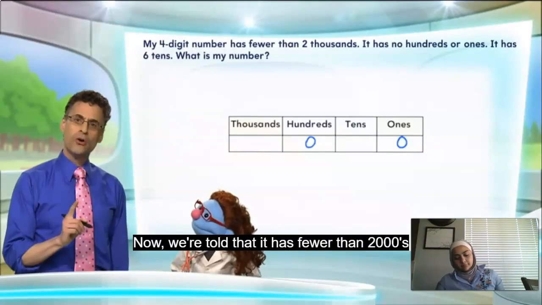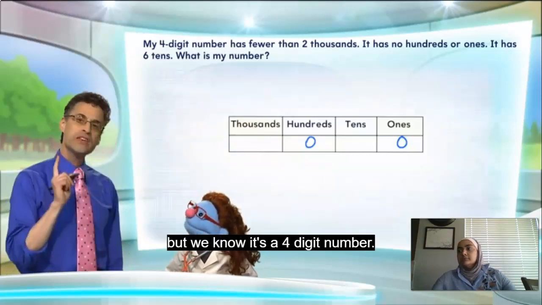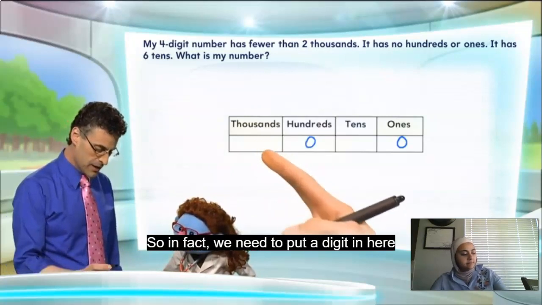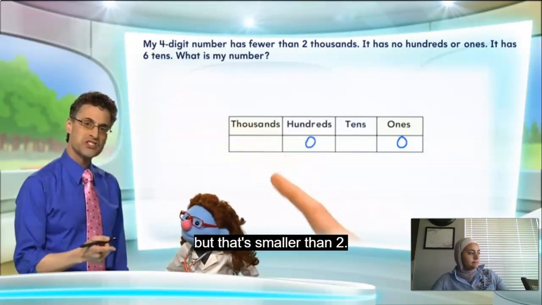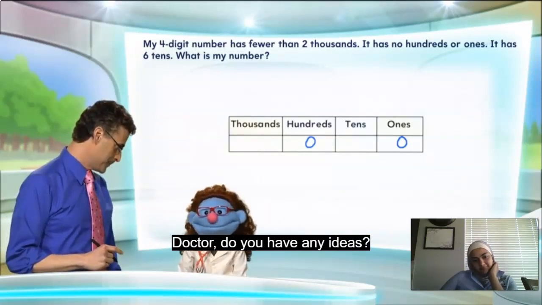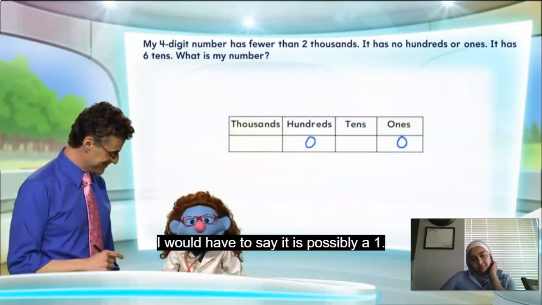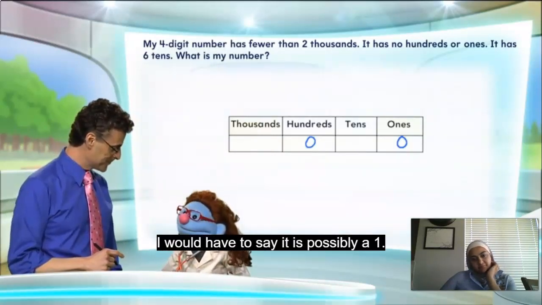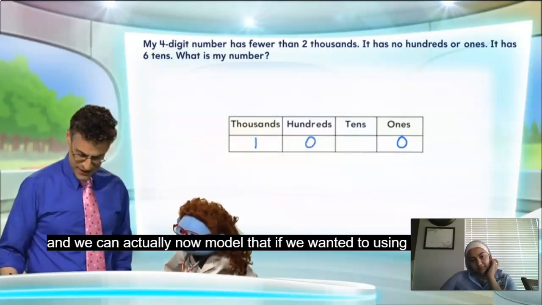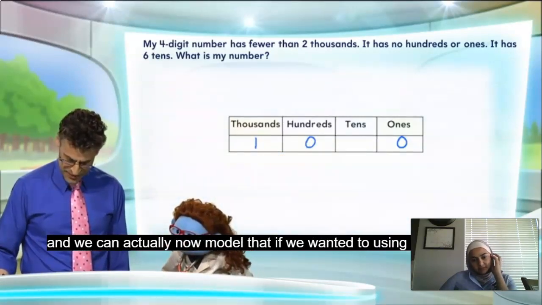Now, we're told that it has fewer than 2 thousands, but we know it's a 4-digit number. So in fact, we need to put a digit in here that's not 0, but that's smaller than 2. Doctor, do you have any ideas? I would have to say it is possibly a 1. Exactly right. And so we write a 1 in here, and we could now model that using a 1,000 block.